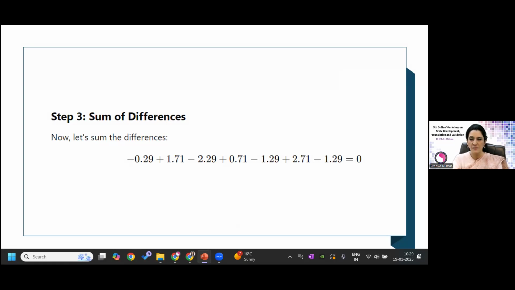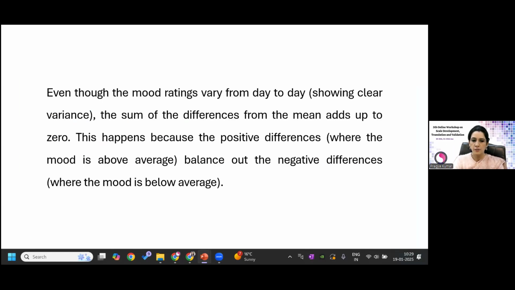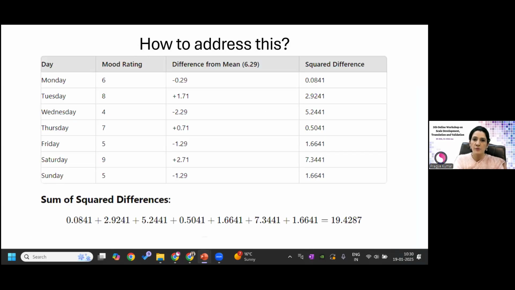So this is just variance. The basic concept of variance is you take the mean value, take the difference of the mean from the individual value, and you square it. Although the mood ratings vary from day to day, the sum of differences from the mean adds up to 0. Why? Because there are a few positive and a few negative. So it is recommended that variance is defined as the square of this difference. If you square and add it, this will be your variance.